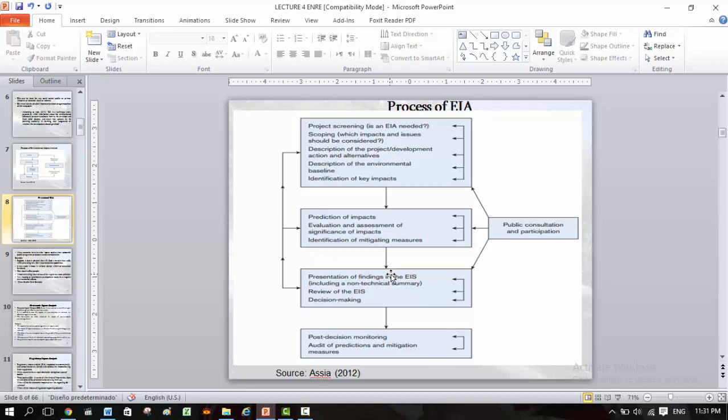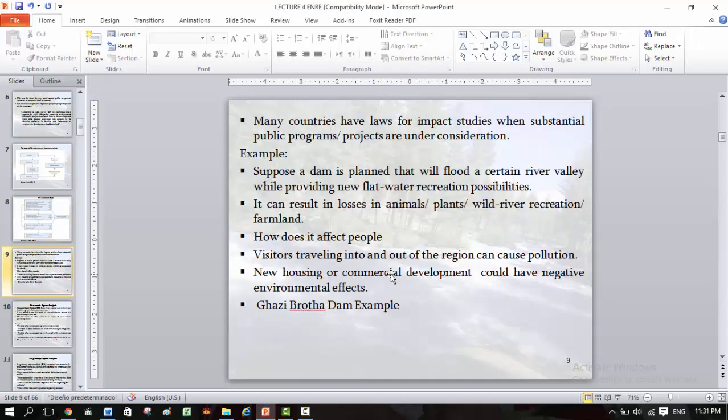This is the process of environmental impact analysis. Many countries have laws for impact studies when substantial projects or programs are launched. We take a simple example. Suppose a dam is planned that will flood a certain river valley while providing new flat water recreation possibilities.